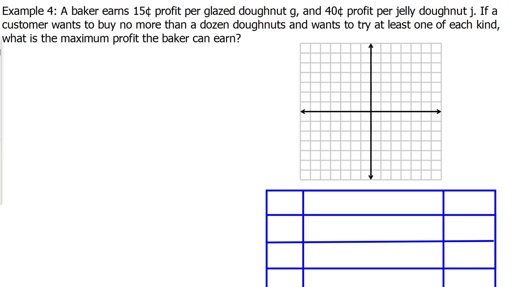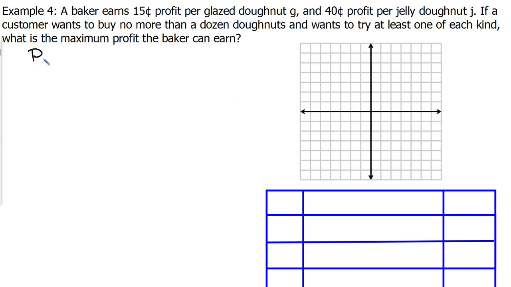So the baker earns 15 cents profit per glazed donut and 40 cents profit for a jelly donut. And he wants to buy no more than a dozen donuts and wants to try one of each kind. What is the maximum profit the baker could earn? So let's go ahead and write out our constraints.